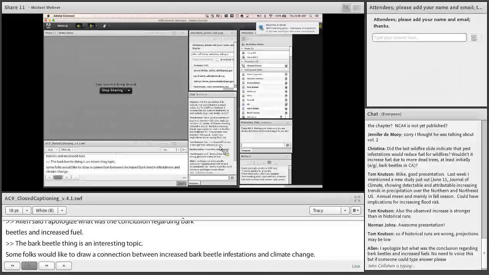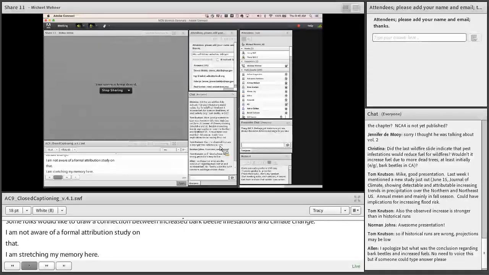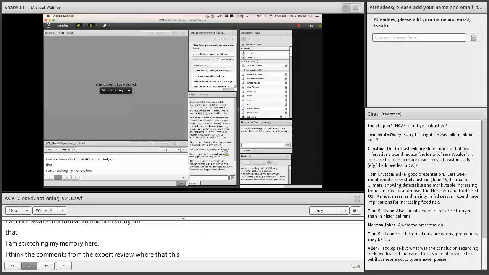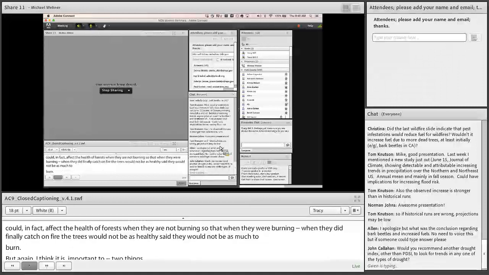I'm stretching my memory here. I think the comments from the expert review were that this could affect the health of forests, and when they did finally catch on fire, the trees wouldn't be as healthy, so there wouldn't be as much to burn. But again, it's important to note two things. One is this is way outside of my expertise, but also the literature is very, very sparse.